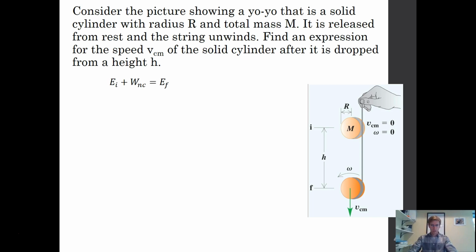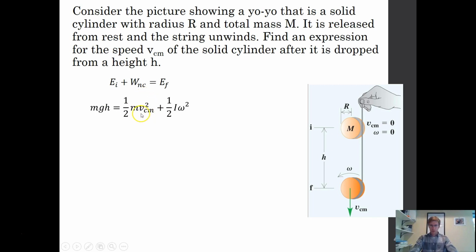So we want to use our conservation of energy equation that tells us initial energy plus any work done by outside forces, non-conservative forces more specifically, equals the final energy. And now, since there's no work done by outside forces, all we have is conservation of energy. What form of energy do we have at the beginning? Well, it's stationary, so there's no translational kinetic and there's no rotational kinetic. It's just gravitational potential energy. And final, we have both rotational kinetic energy, 1/2 I omega squared, and translational kinetic energy of 1/2 mv squared. Now again, I notice I specify the velocity of the center of mass there.